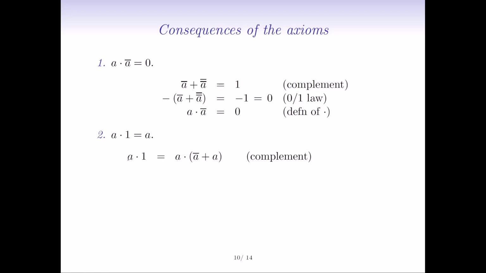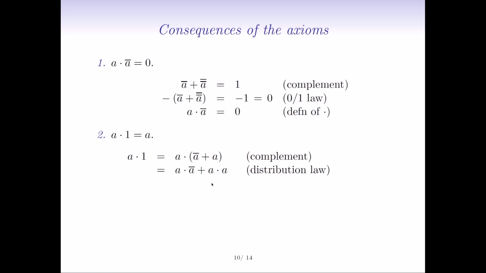So let's do it as follows. A dot 1 is equal to a dot minus a plus a, because our complement law says that a plus minus a is equal to 1. And also minus a plus a is equal to 1 by commutativity. Don't know why I've written it this way around. I don't think it matters. So that's just by rewriting 1 according to the complement law.